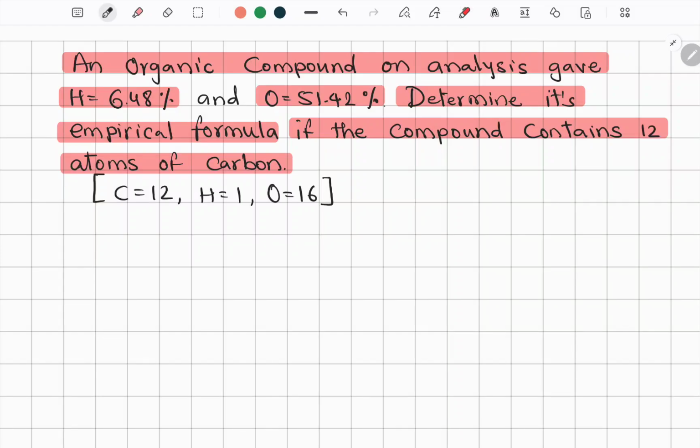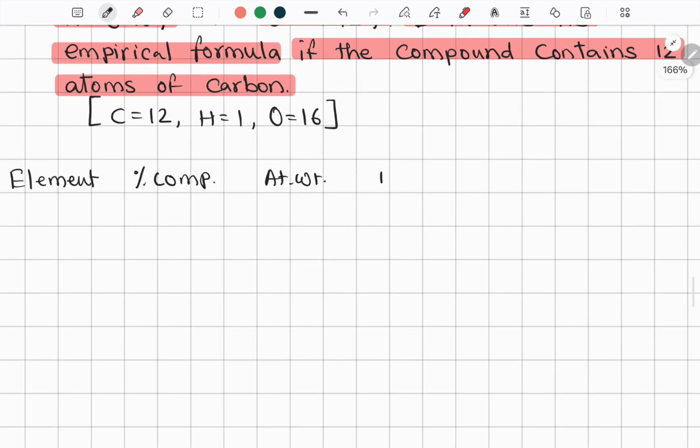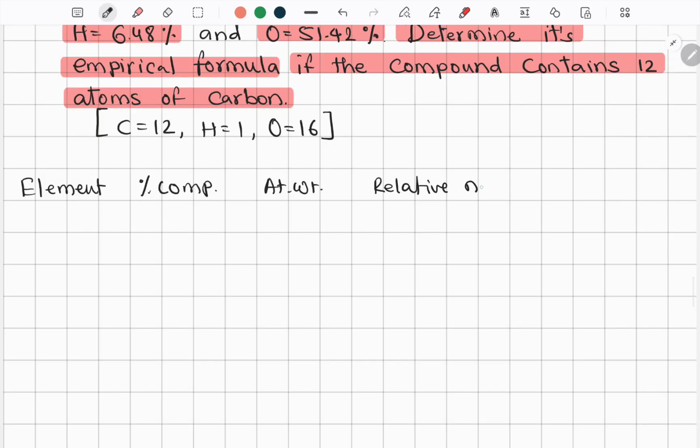Whenever it comes to the calculation of an empirical formula or molecular formula, we start by making a table. So let's make the table. First column is element, second is percentage composition, third is atomic weight, fourth is relative number of atoms, and last is the simplest ratio. This has to be in whole numbers. If it is not, then we'll make it a whole number.